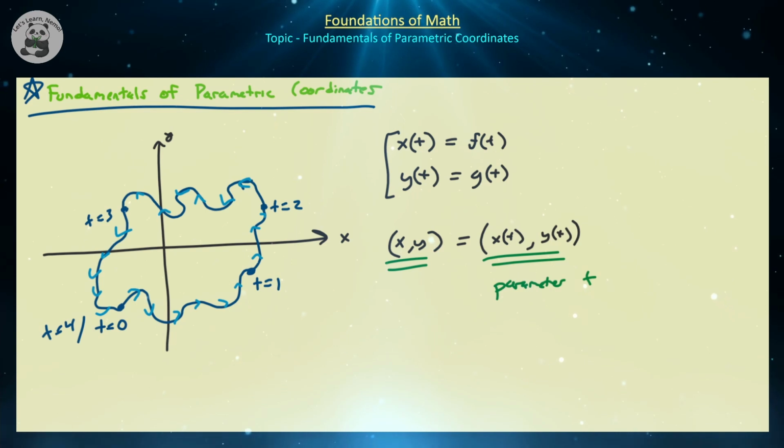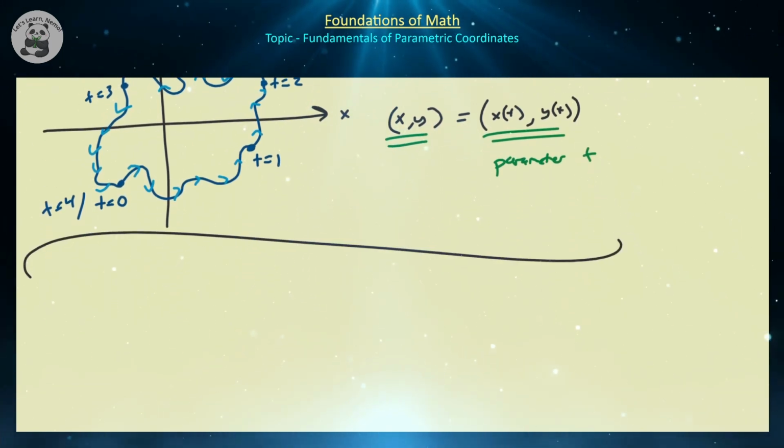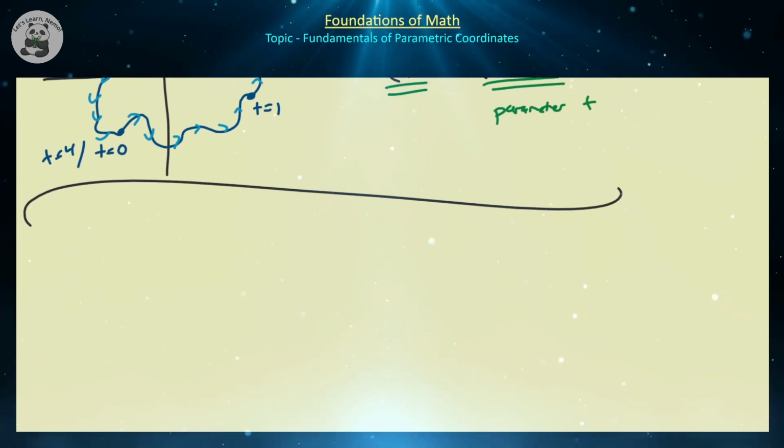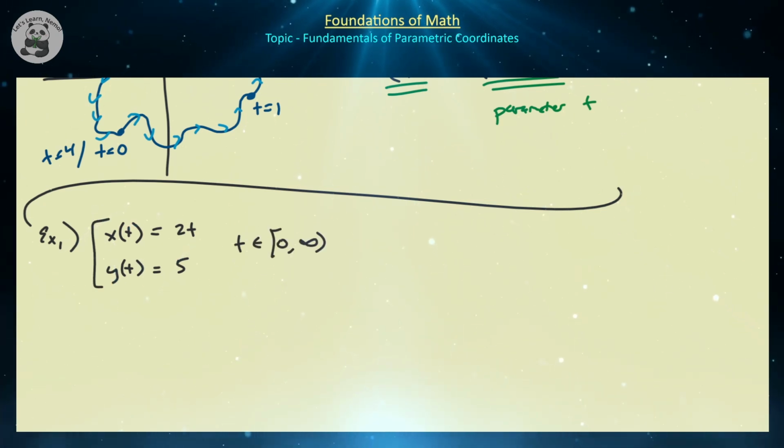The only hard part usually when observing some pattern is actually finding a closed form representation for the functions f and g, which most of the time does not exist. But if the behavior and movement is simple, usually the characterization of f and g is actually quite easy to understand. So let's go through a few basic examples where the functions f and g are pretty straightforward. Let's start off with the parametric function x of t equals 2t, y of t equals 5, and let's assume that our parameter t ranges from 0 to infinity.